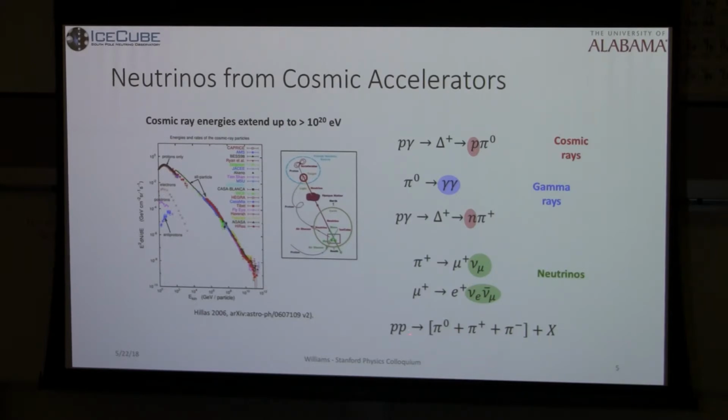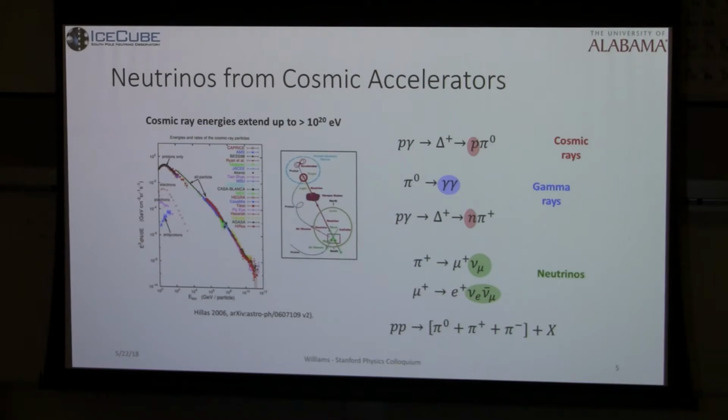And if you have protons interacting with protons, then you can get both positive and negative pions as well as neutral pions. So all of these things are connected together in this fairly simple picture of cosmic ray acceleration and cosmic ray interaction with their environments, whether it's gamma rays or protons. And therefore, it is interesting to look for neutrinos from these sources.